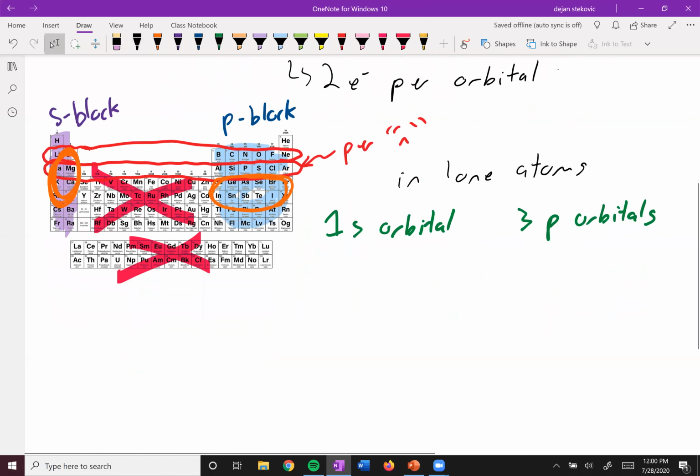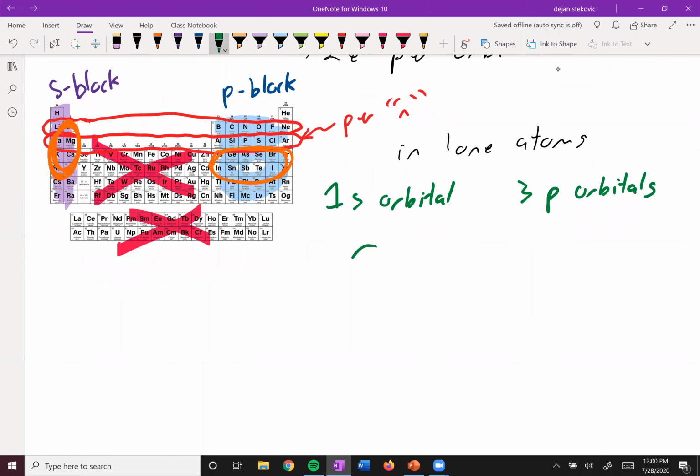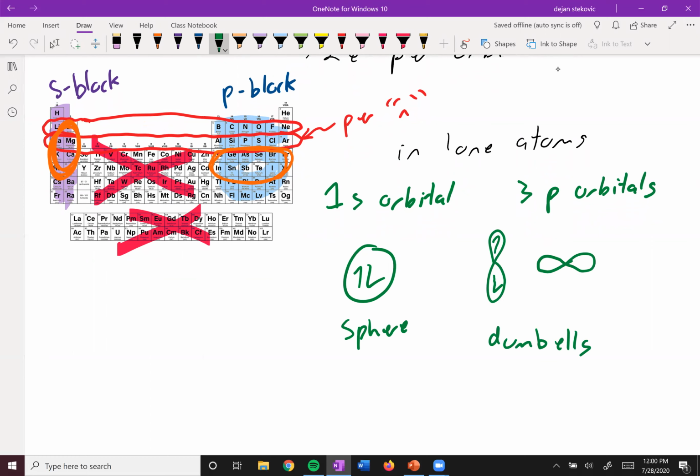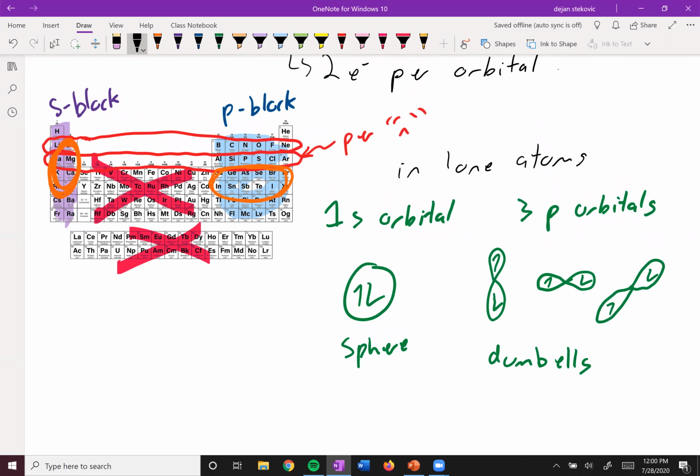So if we think about what our s and p orbitals look like, remember that the s orbital is a sphere, and it can contain 2 electrons. And then we have 3 different p orbitals. They all look like dumbbells, just in different orientations. One's a dumbbell going up and down. The other is going left and right. And finally, we have a dumbbell where one lobe is going outside of the board and one lobe is going inside of the board. That's when an atom is by itself.